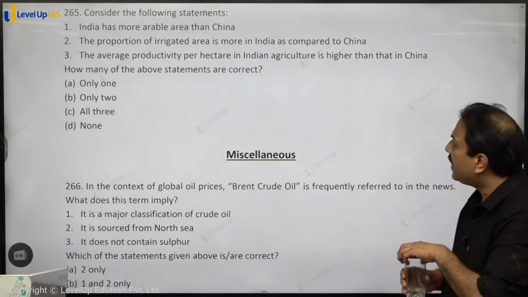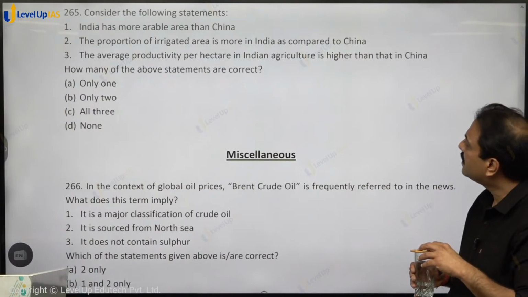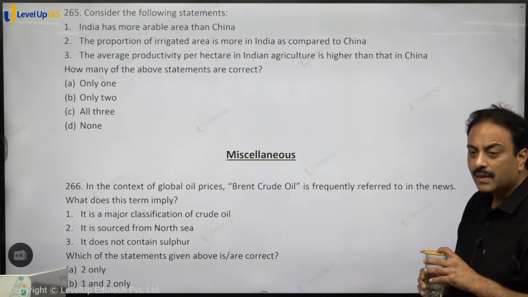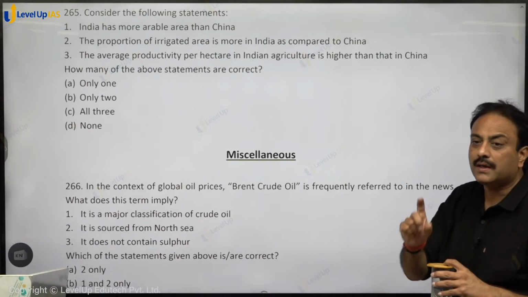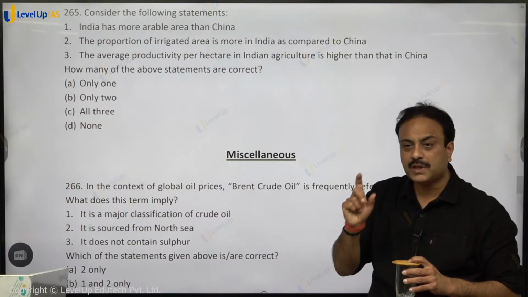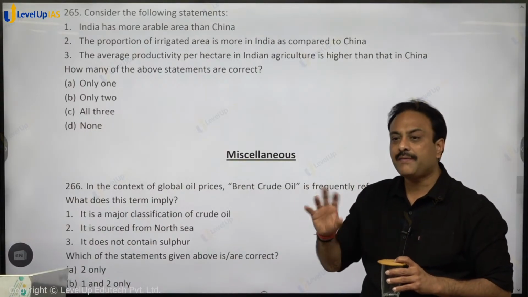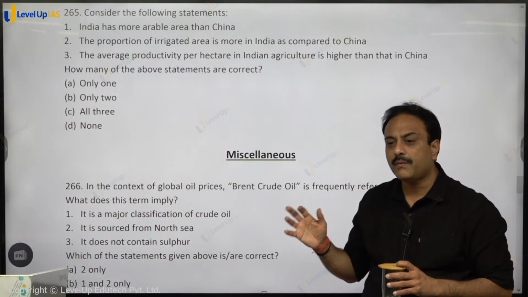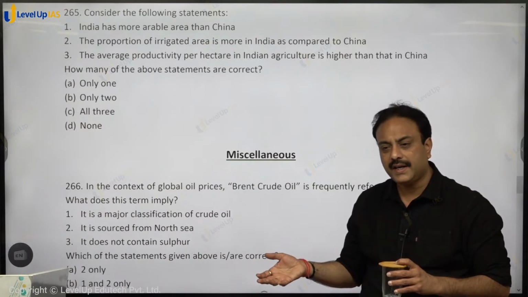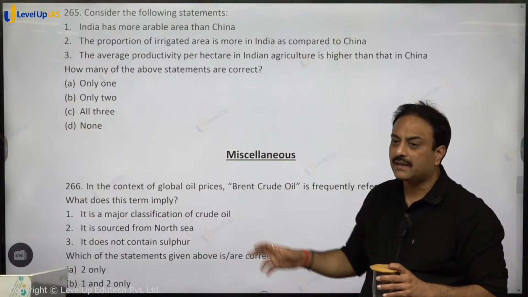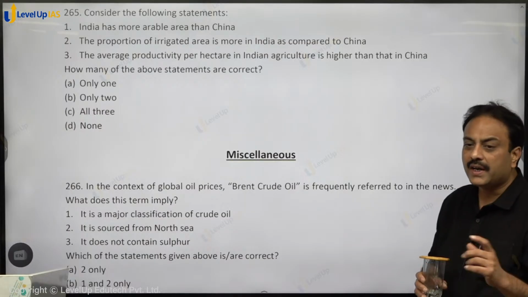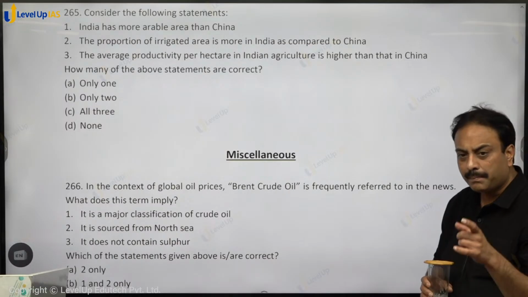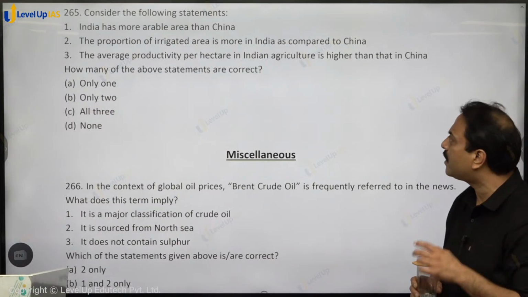The proportion of irrigated area in India is more as compared to China. It's more in India as compared to China. Yes, the proportion, not the total area. Proportion means percentage. So India has close to 50% irrigated area, 47-48%. China has 40-41% of area under irrigation. So this statement is correct. The proportion of irrigated area in our country is more. The total area under irrigation is less, but the percentage of area is more in India.